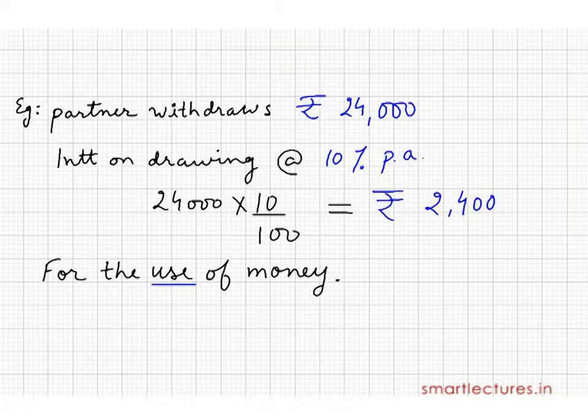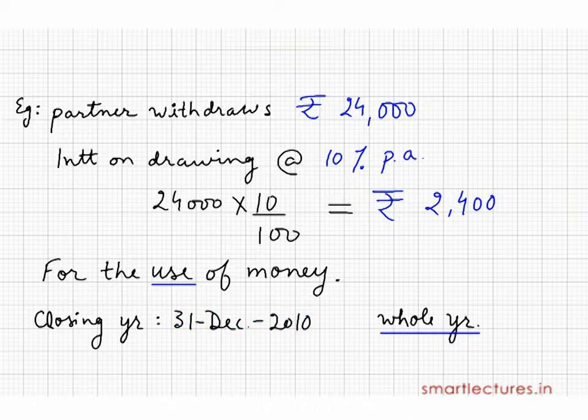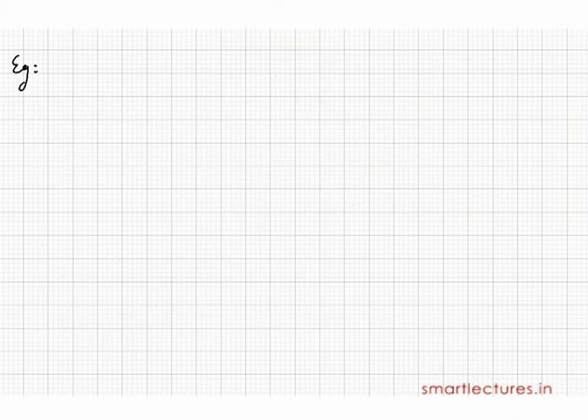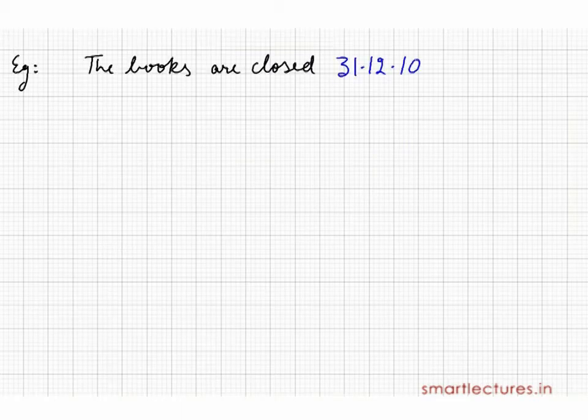But you know, interest is always paid for the use of money, and it depends how long the money has been used. In this question, I assume that the closing of the year is 31st December 2010. I mean to say, the closing of the books of the firm is 31st December 2010. And he withdrew 24,000 rupees, and we have calculated the interest for the whole year. It means he withdrew money in the beginning and he used the money for the whole year.